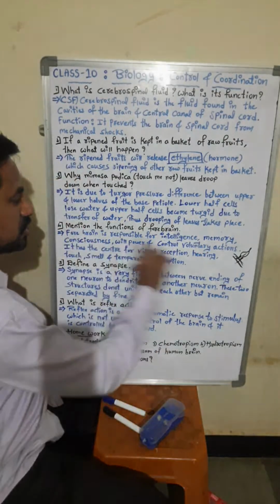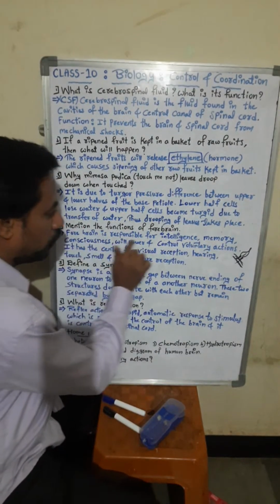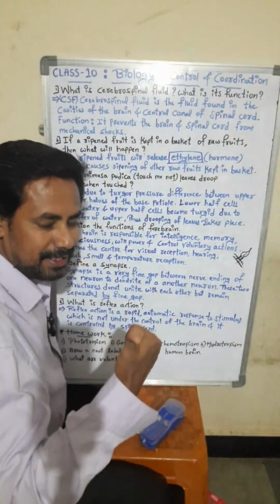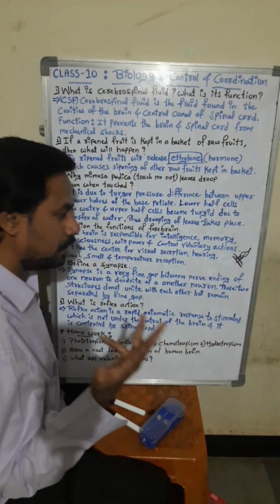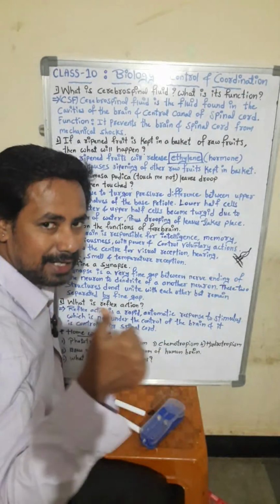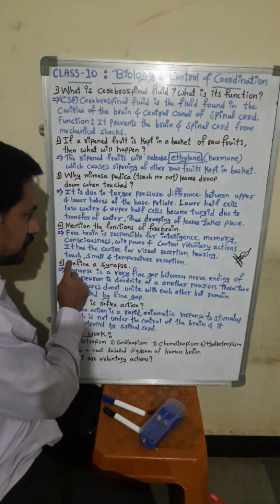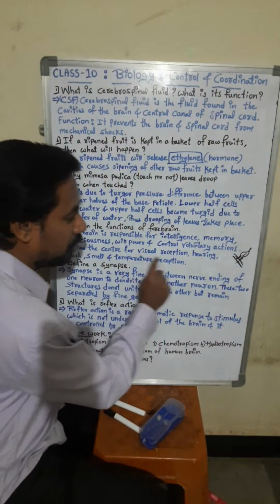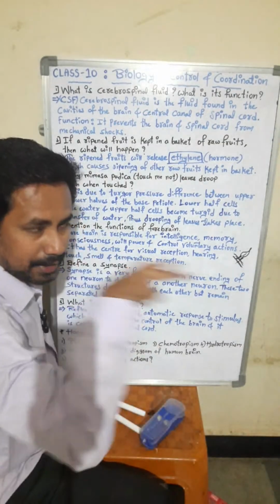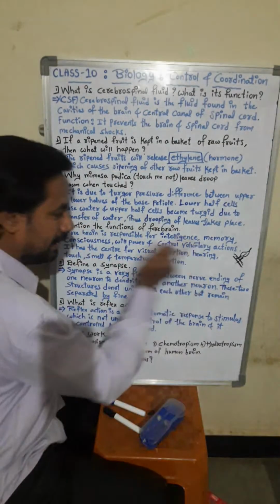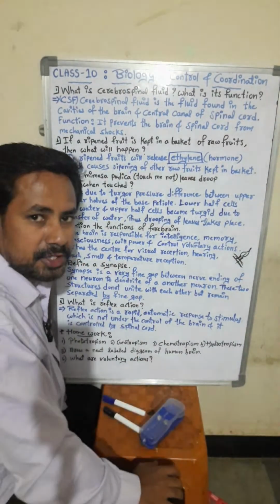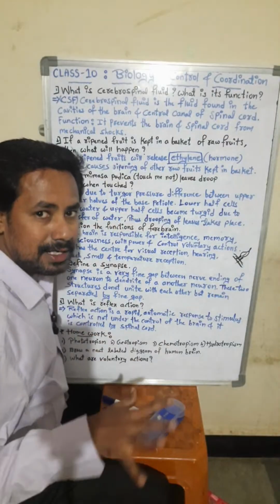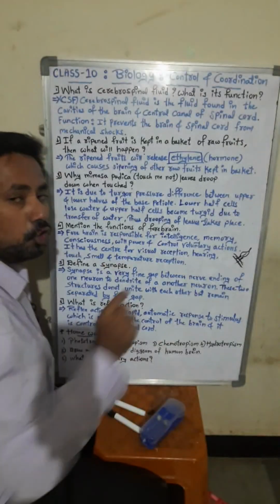So these are the functions of forebrain. Once again, forebrain is responsible for what? Intelligence, memory, consciousness, willpower, and also controlling the voluntary actions. It has the center of visual reception, and hearing, touch, smell, temperature reception. The messages from these five sense organs reach where? Forebrain.